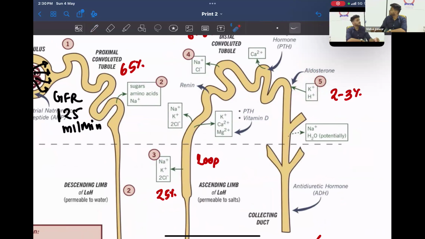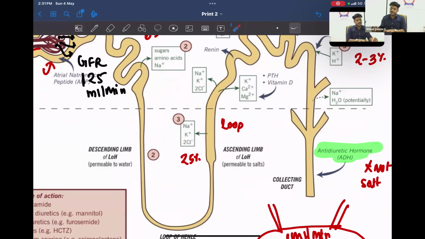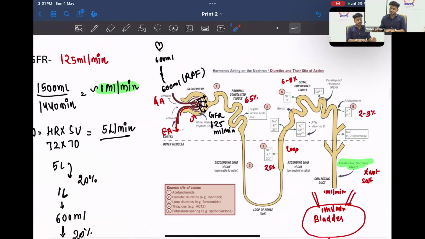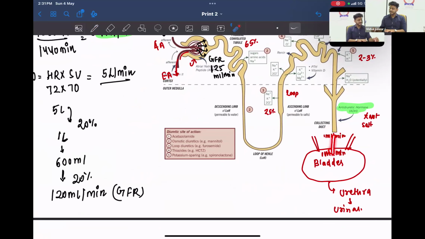So this is going to absorb 2 to 3% of the salt, and this lower part of the collecting duct is concerned with antidiuretic hormone, and this antidiuretic does not involve the salt. So it does not do the absorption of salt. It will be having aquaporins, and these aquaporins will absorb the water. Ultimately, how much urine will be left? Only 1 ml per minute urine is left. 65 plus 25 plus 6 to 8 plus 2 to 3%. Ultimately, you will be getting how much amount of urine? 1 ml.